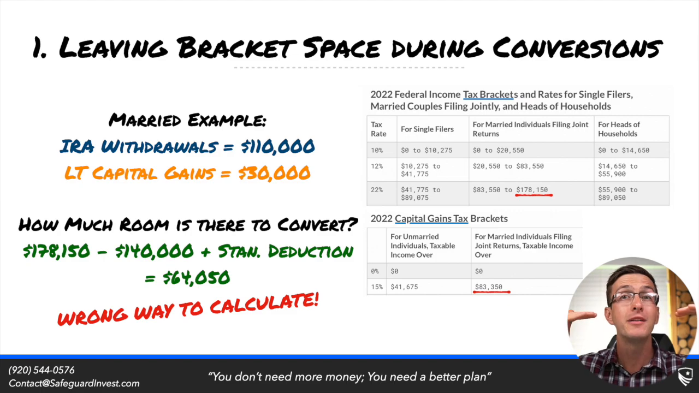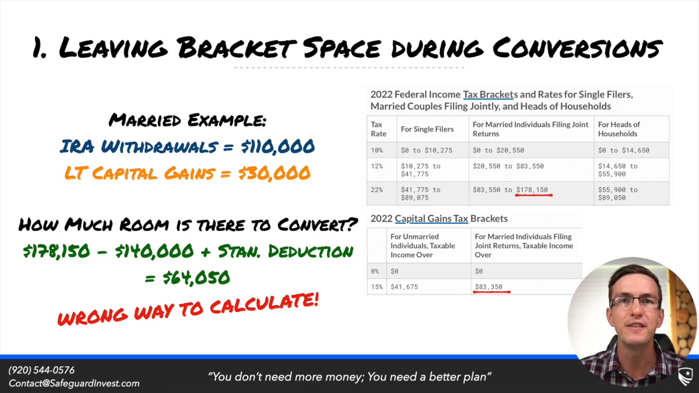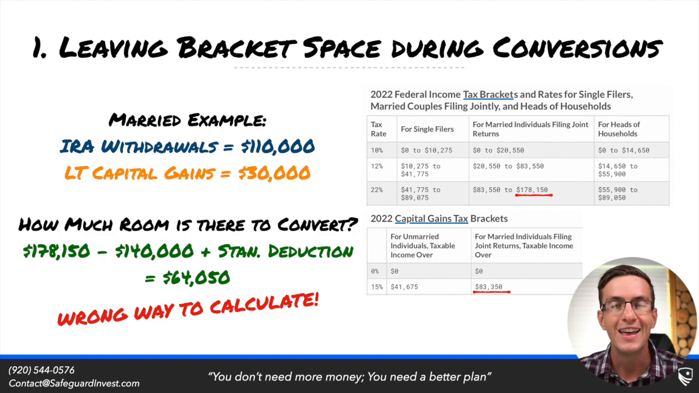They can push their capital gains above that because as we see on the screen, that's still only going to be taxed at 15%. And so, for instance, let's say they calculate their room to convert as they take the $178,150 mark, that top of the 22% bracket. They subtract out their gross income right now and then add in the standard deduction because, again, that will be another subtraction there. And they see that they have $64,050 left to convert within the 22% bracket. This is the wrong way to calculate how much room they have to convert.